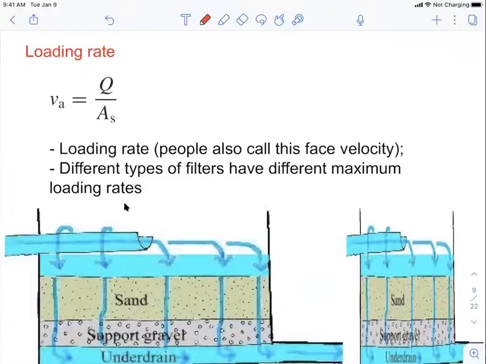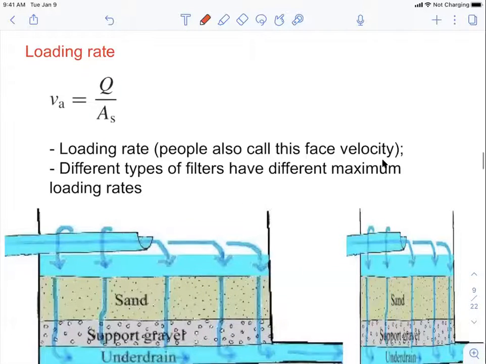So we introduced that the overflow rate is equal to the flow rate divided by the surface area of the sedimentation basin. So it is the same here. The loading rate for the sand filter is calculated by the flow rate divided by the area of this sand layer. So you can see that this is going to yield a parameter that has the unit of meter per second. So this is also a kind of velocity. That's why we also call it the phase velocity.